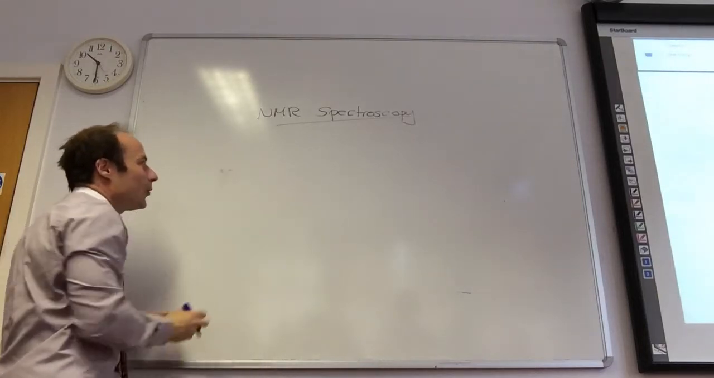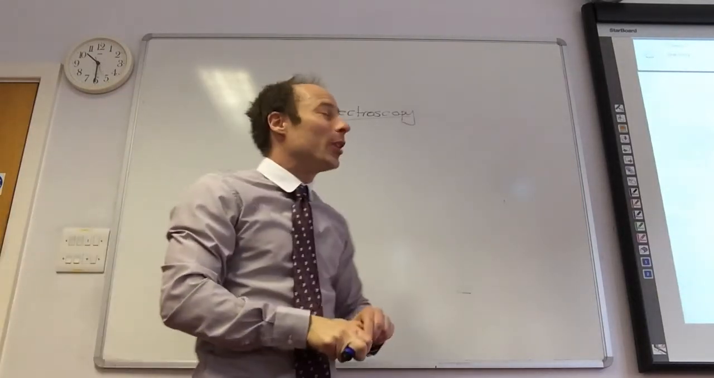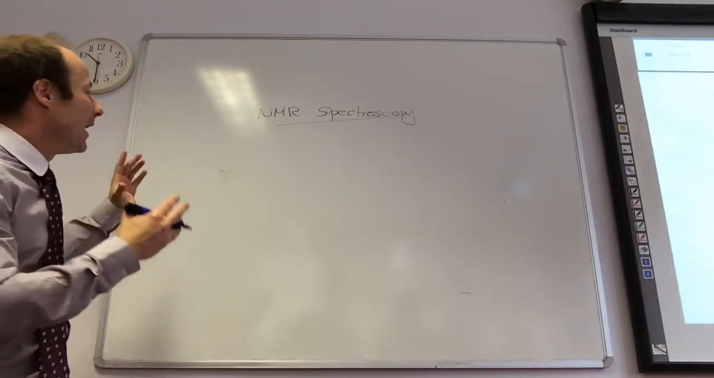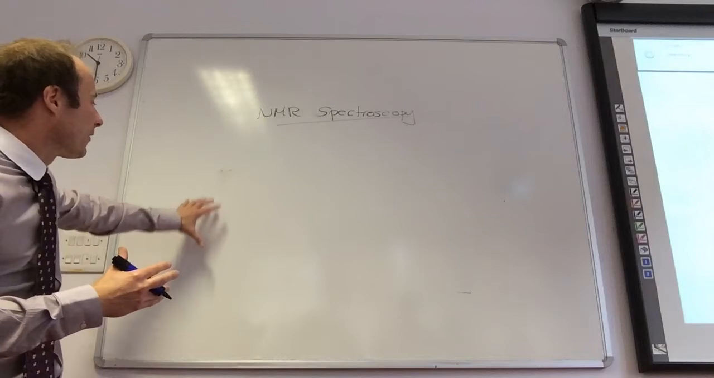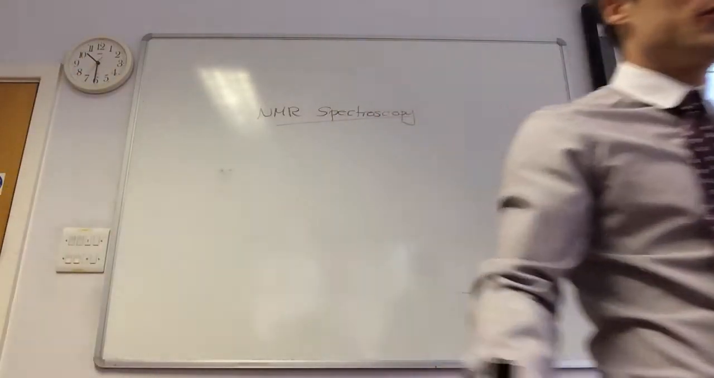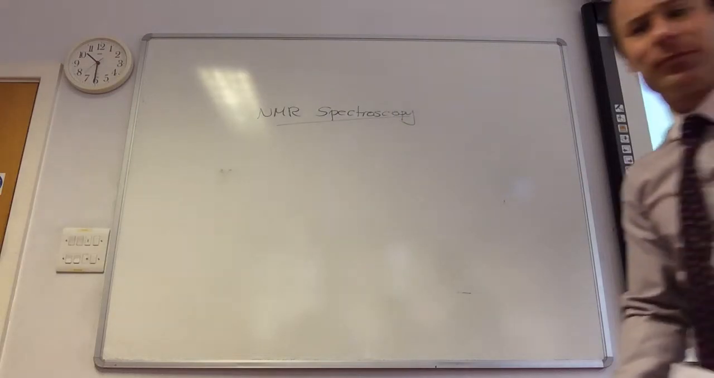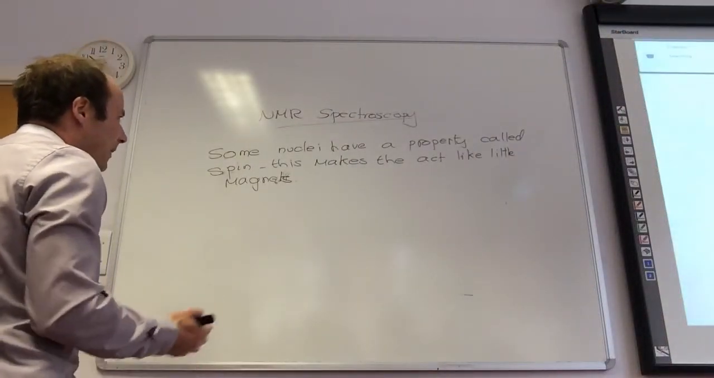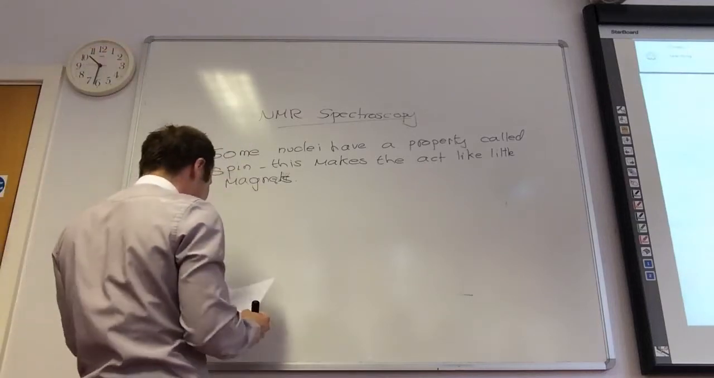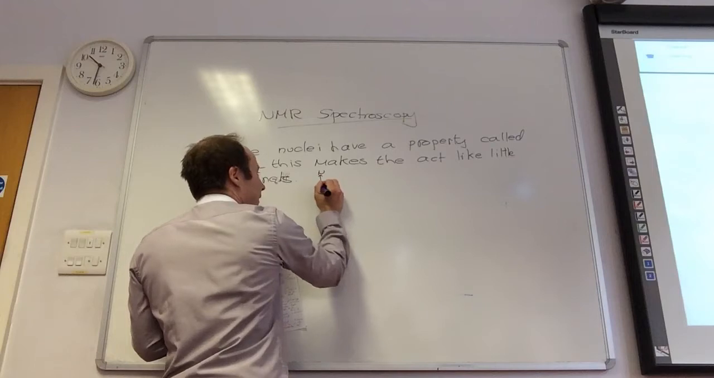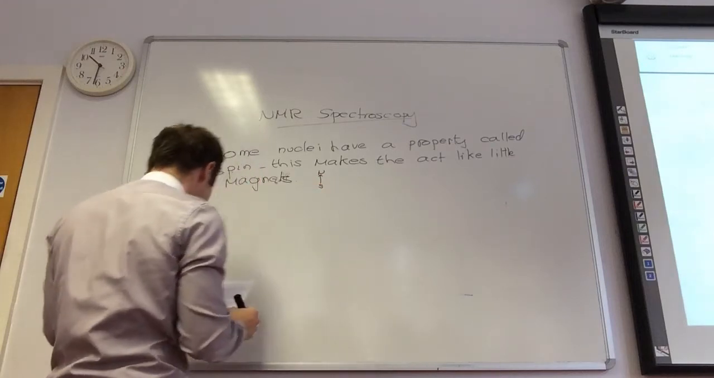So, how do we work? Well, we put our sample in a mega magnet, and that causes an energy difference between their states. So we'll have a look at that now. I'd like to do a few notes on this if you don't mind. Yes, please. Okay. So some nuclei have this property called spin. This makes them act as baby magnets. So they have a little north pole and a little south pole, like so.